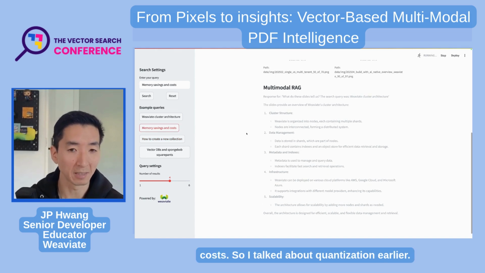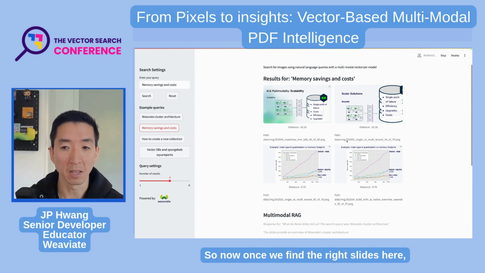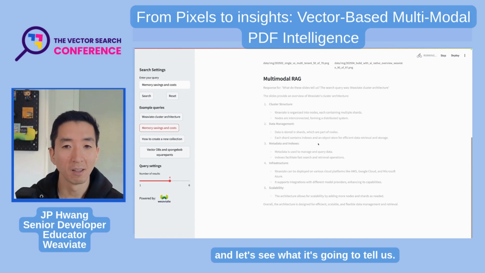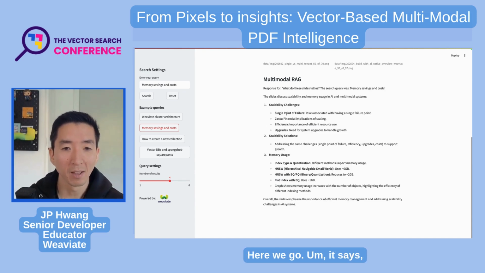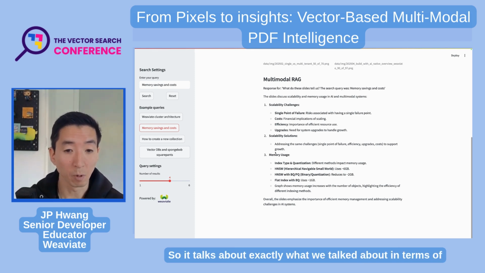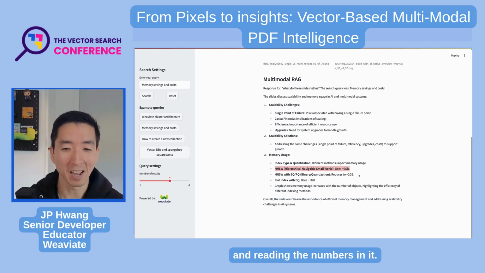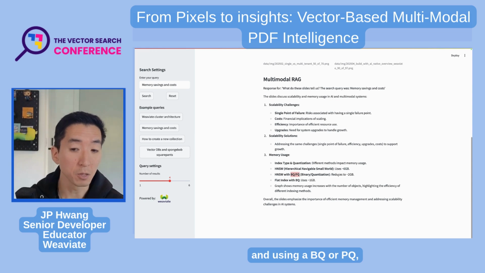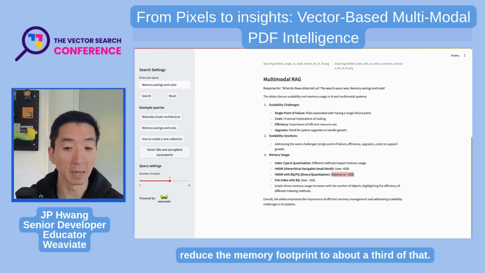We can do the same thing about memory savings and cost. I talked about quantization earlier. So once we find the right slides here, we can pass that information to the vision language model, and let's see what it's going to tell us. Here we go. It says the slides discuss scalability and memory usage, exactly what we talked about. And it's able to do a really good job of reading the graphs and the numbers in them. It says that if you just use HNSW in this demo, it used 6 gigabytes of RAM under the particular scenario, and using BQ or PQ reduced the memory footprint to about a third of that.